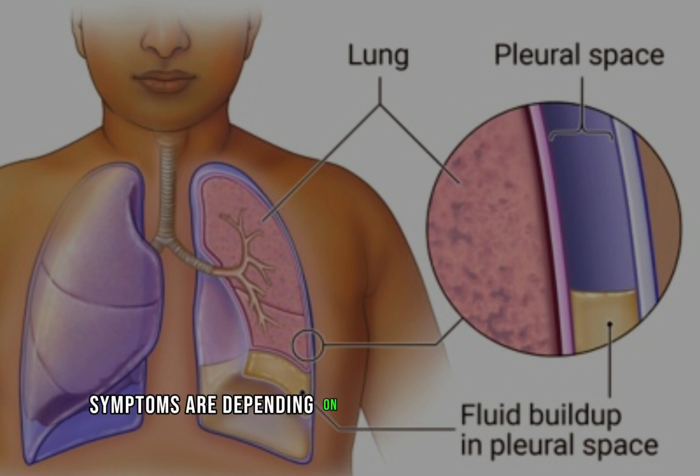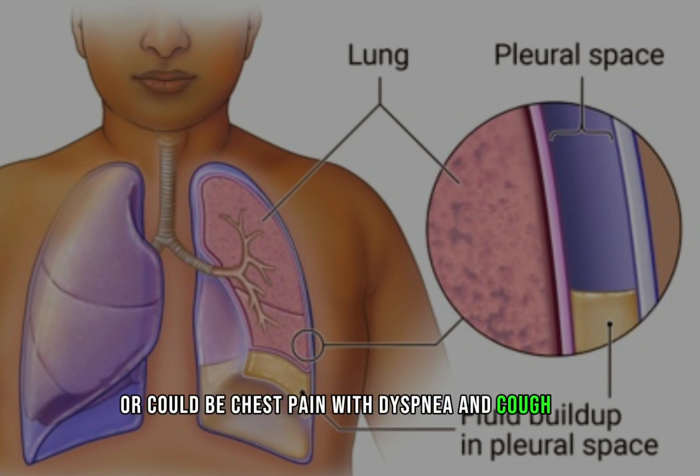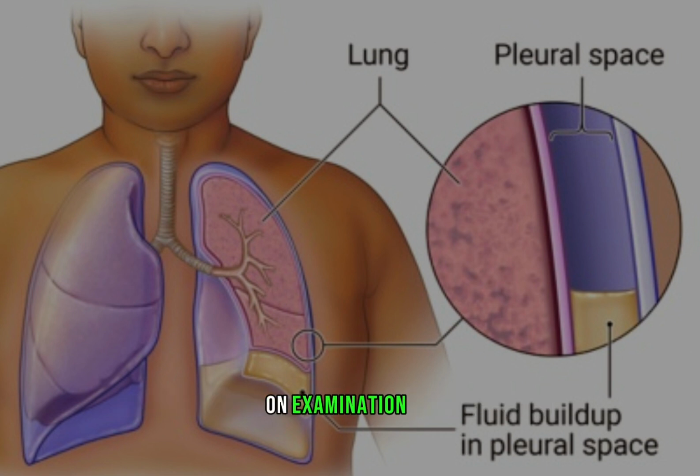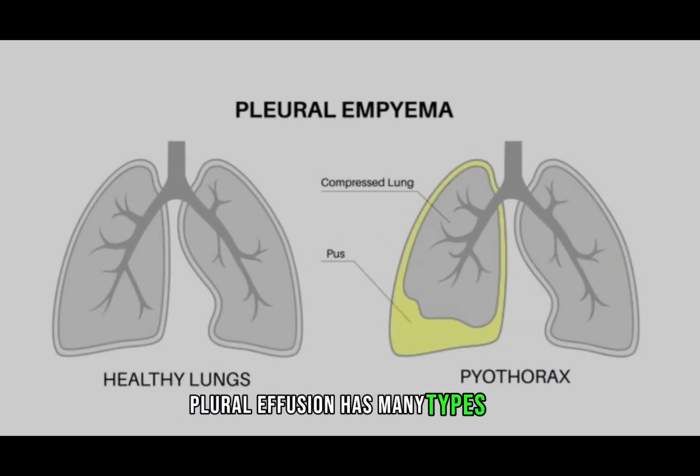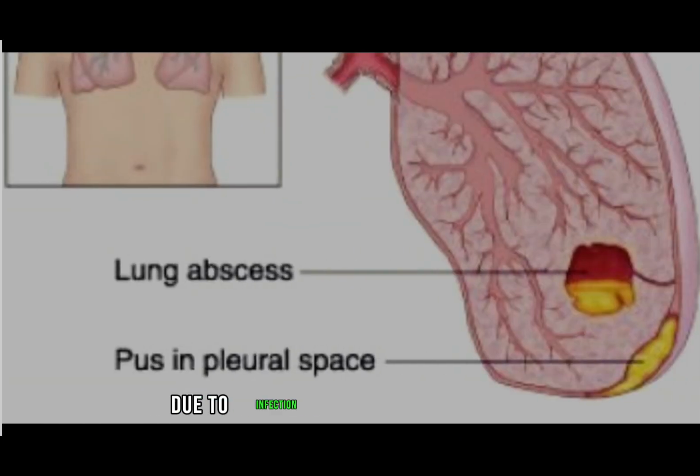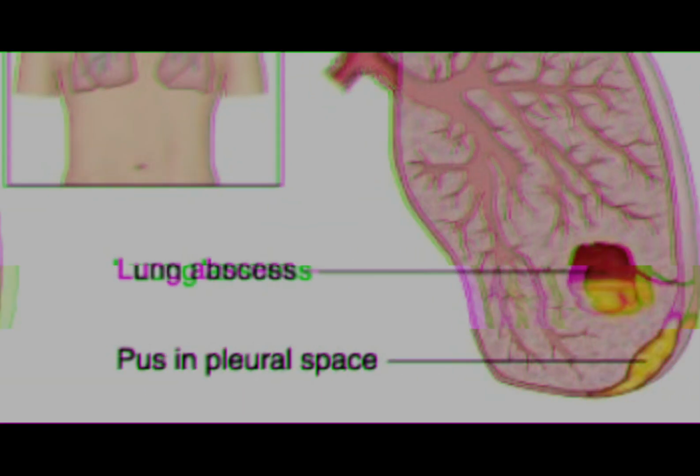Symptoms depend on the rate of accumulation, so it could be asymptomatic, or could be chest pain with dyspnea and cough. On examination, we find bulge on the affected side, diminished respiratory movement, tenderness due to compression, and shifted trachea to the opposite side, and stony dullness on percussion, and decreased TVF. Pleural effusion has many types. One of them is empyema, which means pus in the pleural space, due to infection or pneumonia or TB.